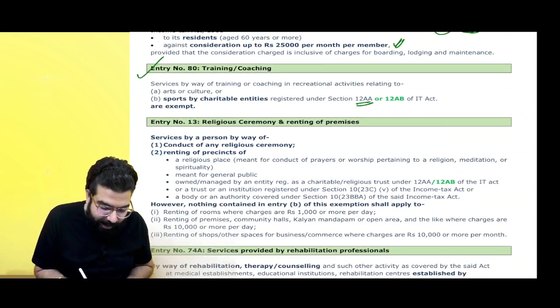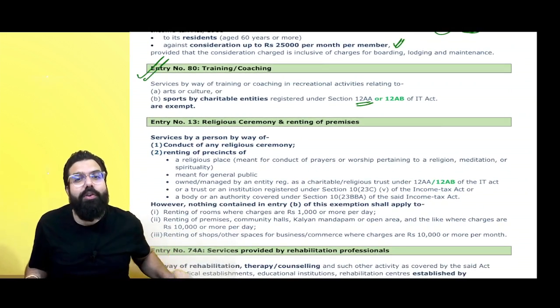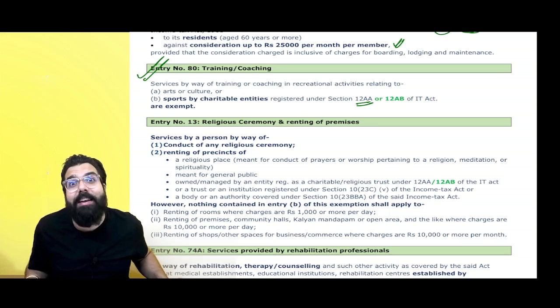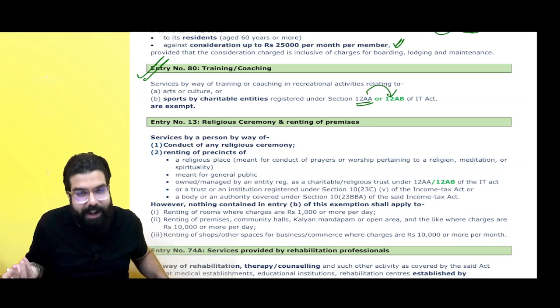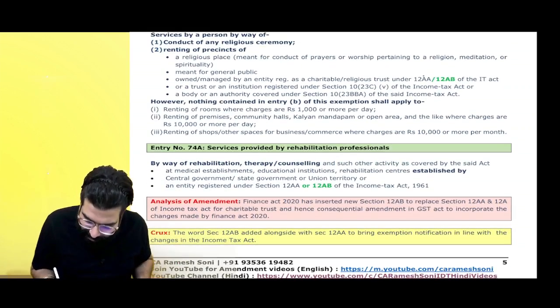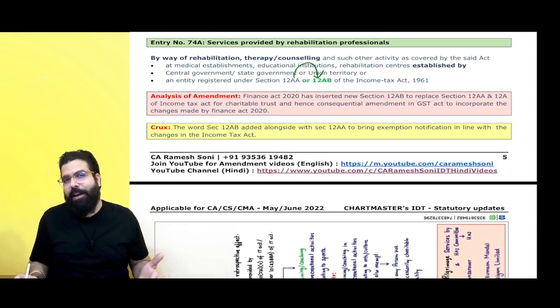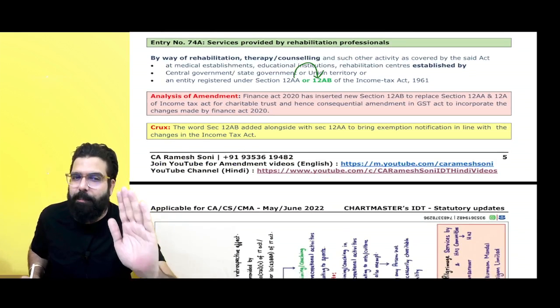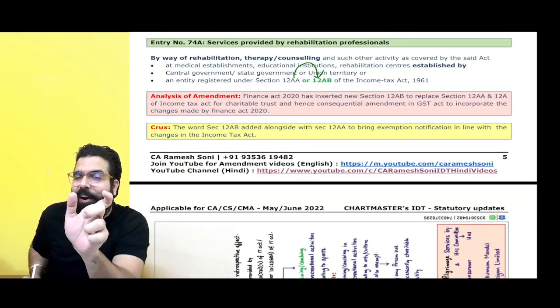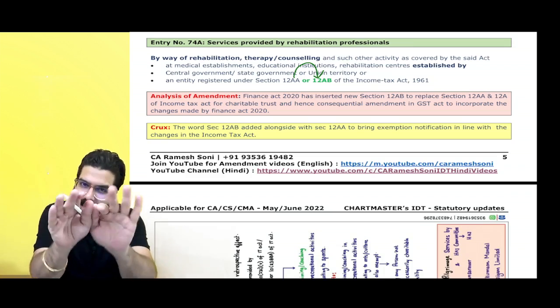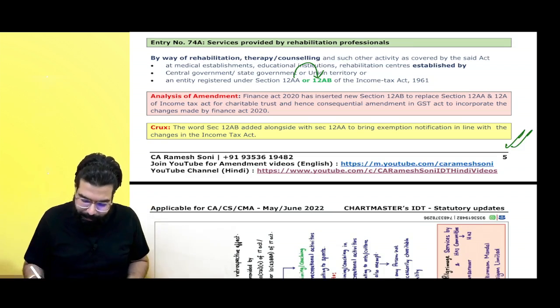Yes, sir. Training or coaching in sports, if it is given by a charitable institution which is registered under 12AA, the word 12AB has been added. That's all. Wherever 12AA was there, the word 12AB has been added. So in your exam, be careful whether they say 12AA or they say 12AB. For both there is an exemption. Yes, sir. Point is clear.